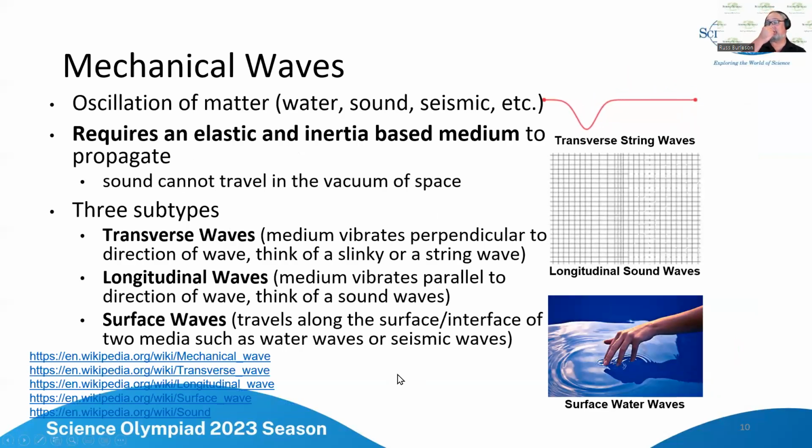So let's talk about mechanical waves first. Those are usually the ones that you've seen a lot more of. We're talking about oscillation of matter, so water, sound, seismic, etc. There's going to be an elastic and inertia-based medium to propagate. Now, elastic means it actually has to be able to move. So if you supercooled something down to absolute zero, and it can't move, it can't propagate a mechanical wave.